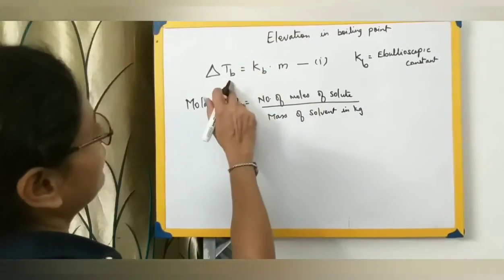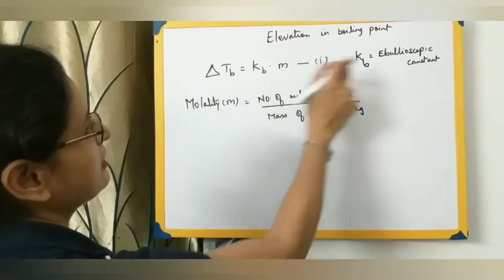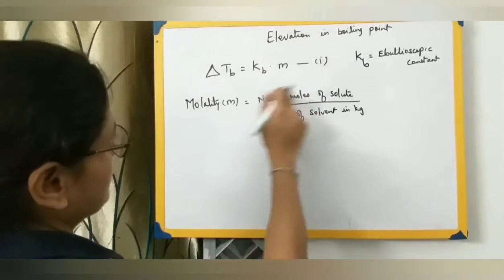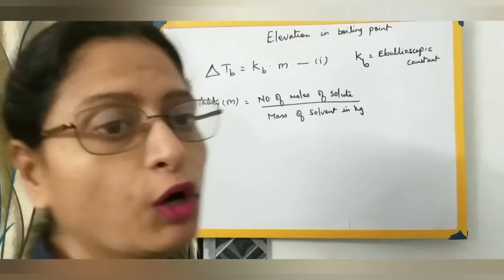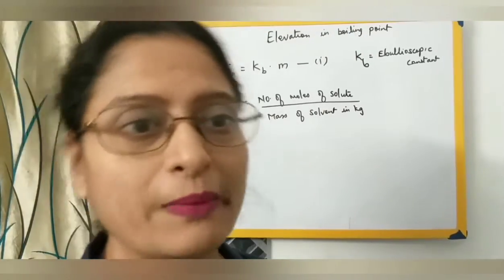Then we also derived a relationship: elevation in boiling point is equal to Kb into m, where Kb is the ebullioscopic constant and m is the molality. Now from this relationship we can also find out the molecular mass of the solute. Let us see how we can find it.